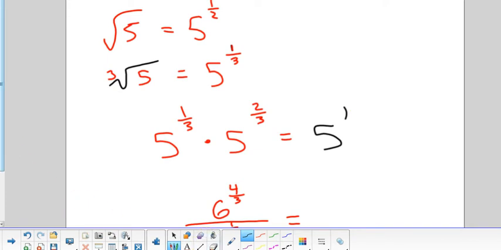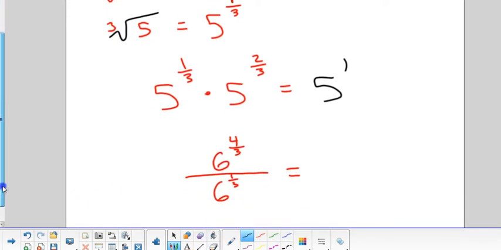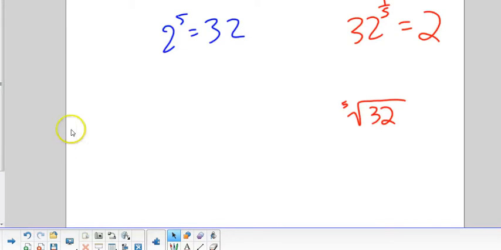And my division, if I'm dividing like bases, 6 to the 4/3 divided by 6 to the 1/3, just because they're rational exponents doesn't mean the rules don't apply. So I would subtract the exponents here and get 6 to the 3/3, which is 6 to the 1, or 6. So my power rules apply just because they're fractions or rational, it doesn't matter.